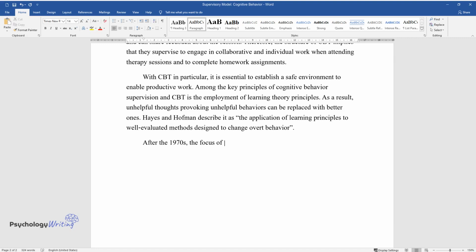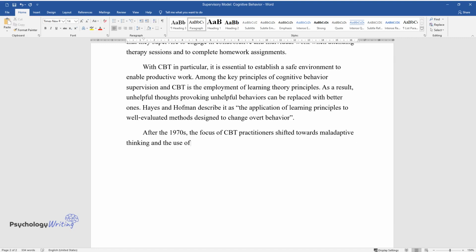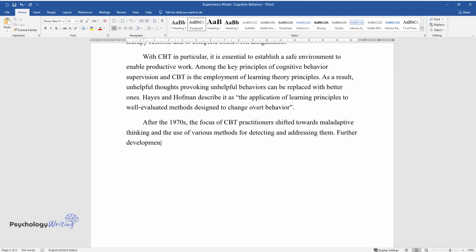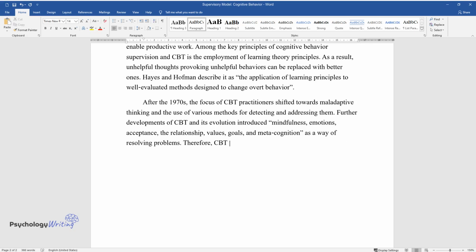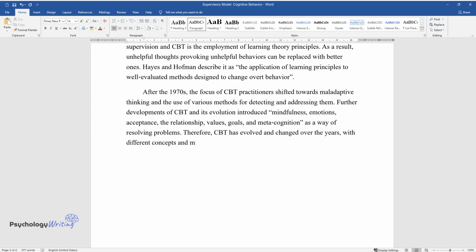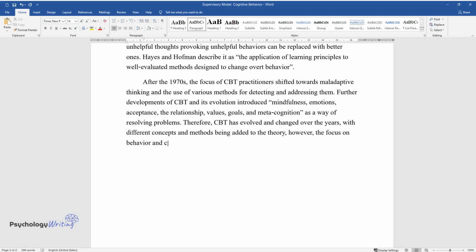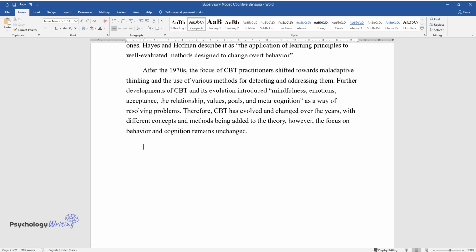After the 1970s, the focus of CBT practitioners shifted towards maladaptive thinking and the use of various methods for detecting and addressing them. Further developments of CBT and its evolution introduced mindfulness, emotions, acceptance, the relationship, values, goals, and metacognition as a way of resolving problems. Therefore, CBT has evolved and changed over the years, with different concepts and methods being added to the theory. However, the focus on behavior and cognition remains unchanged.